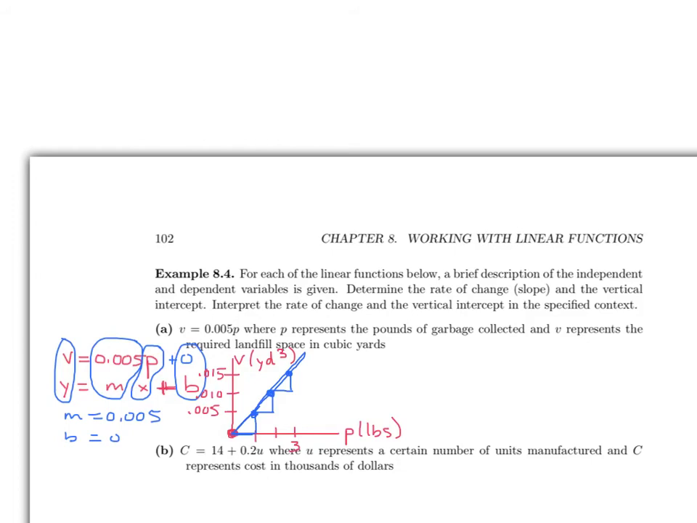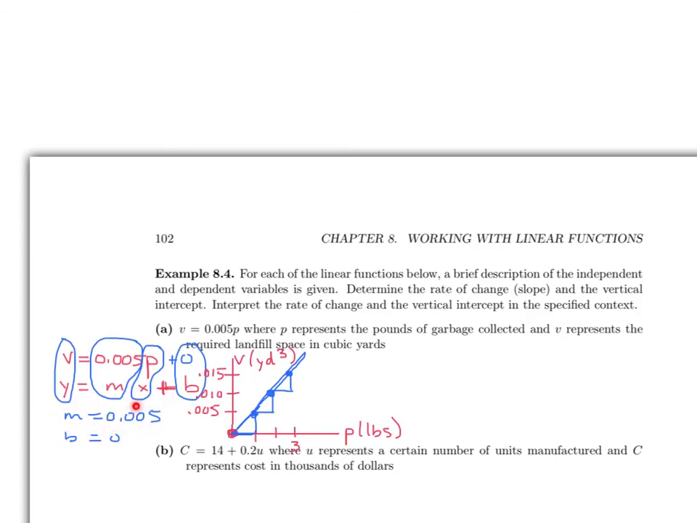Now we can begin to interpret what the numbers M and B represent in the context of this problem. B equals 0, that told us where we were starting from. Let's think about this in the context of garbage and landfill space. This point right here tells us that if 0 pounds of garbage have been collected, then 0 cubic yards of landfill space would be required. That's the interpretation of our vertical intercept.